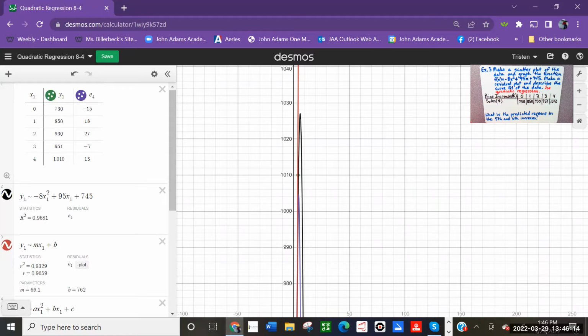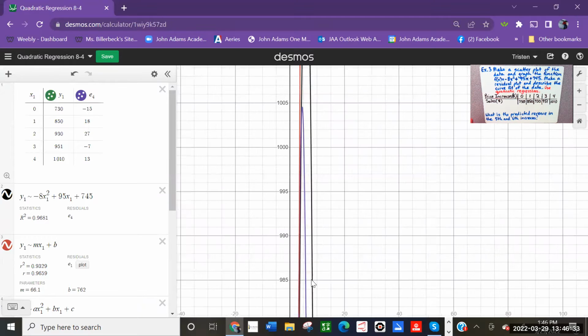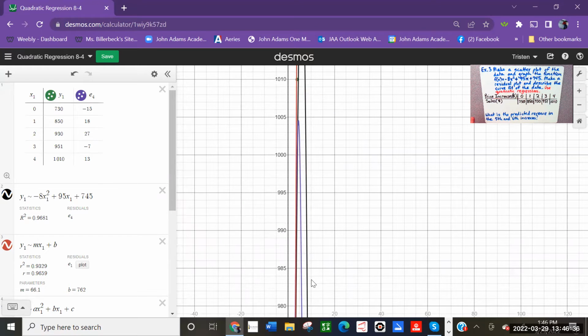So this is our original data right here, and we have the equation that we were given for our residual plot. We can see a few of the scatter plot points here. And then if we enter the equation y sub 1 tilde negative x sub 1 squared plus 95x sub 1, it pops up all this data with the R values. So this is a pretty strong R value, 0.968.